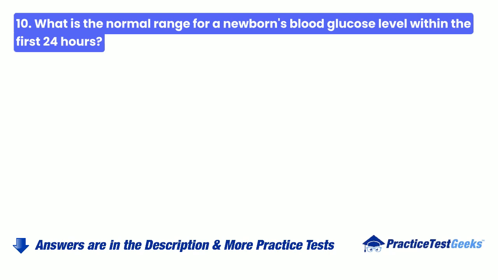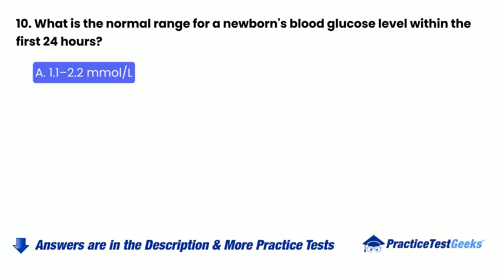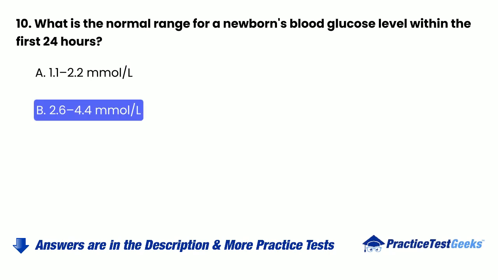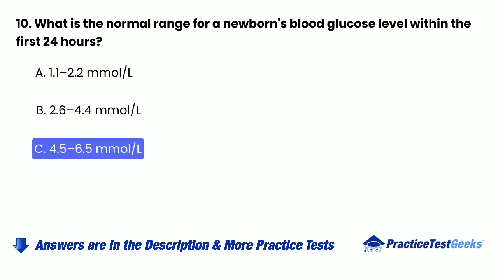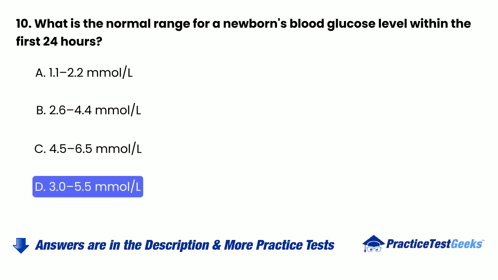10. What is the normal range for a newborn's blood glucose level within the first 24 hours? A. 1.1 to 2.2 millimoles per liter. B. 2.6 to 4.4 millimoles per liter. C. 4.5 to 6.5 millimoles per liter. D. 3.0 to 5.5 millimoles per liter.